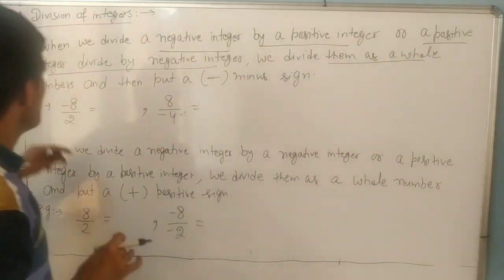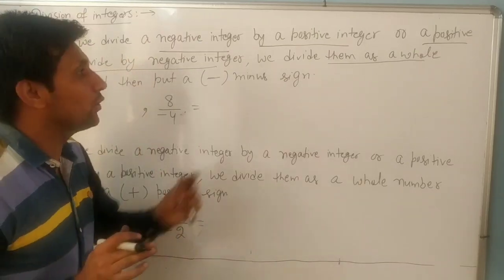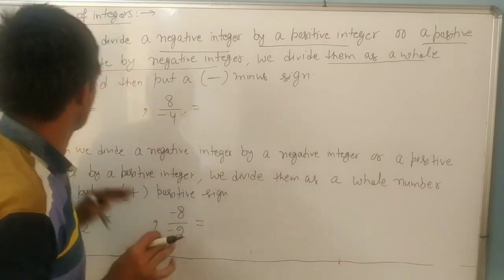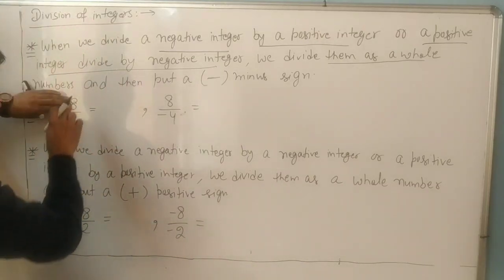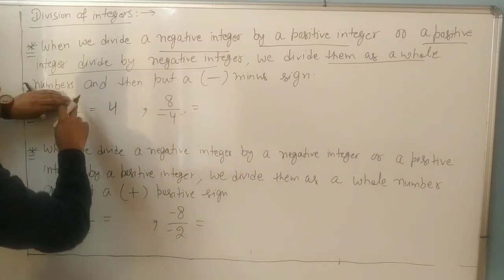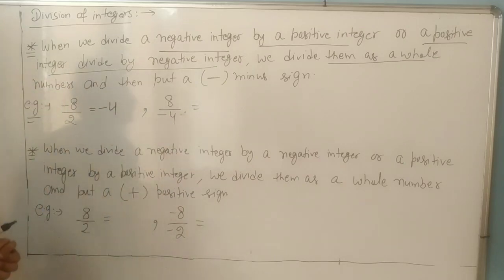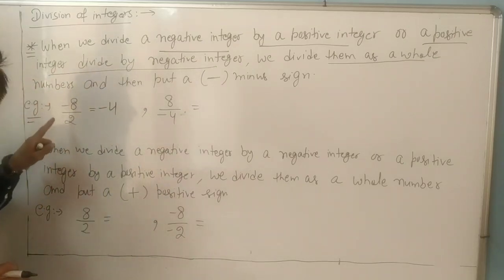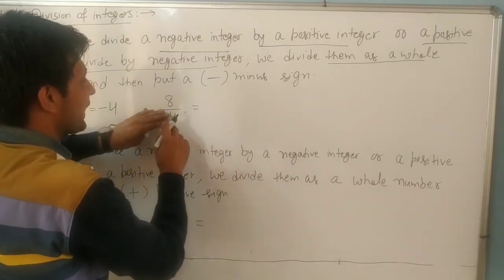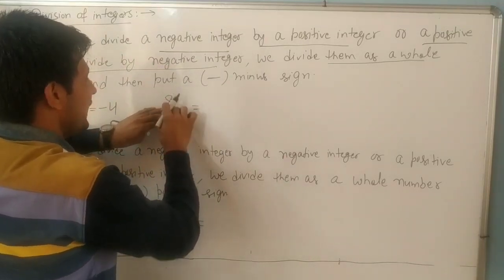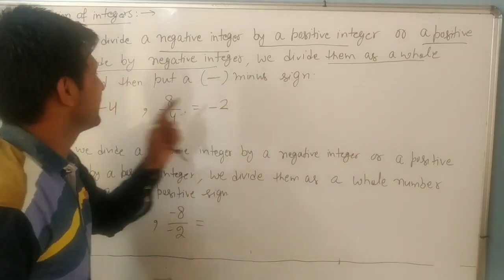What is the meaning? Whenever we divide one positive, one negative, we divide them as a whole. It means, dear, forget for one time that there is a sign given. 8 divided by 2 is 4. So we divide only and put a minus sign. In what case? When one is negative, one is positive. Same as it is, positive divided by negative. Forget the sign. 8 divided by 4 is 2. But put the minus sign.